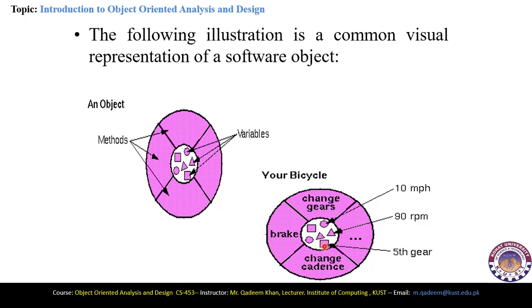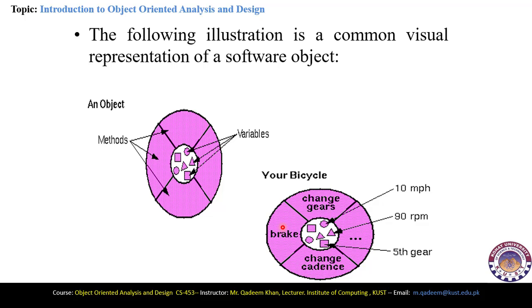While we have many functions which are the behaviors of the objects. For example, the bicycle can change the gears. It means that if we want to change the gears of the bicycle, then we will say that this is in the first gear, or this is in the second, third, fourth, or fifth gear, and so on.